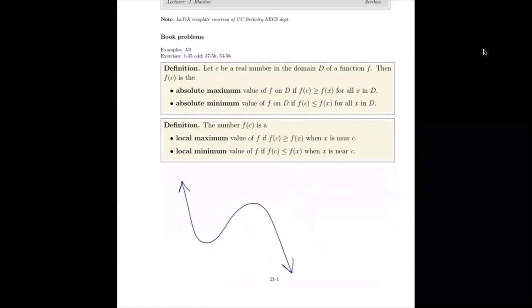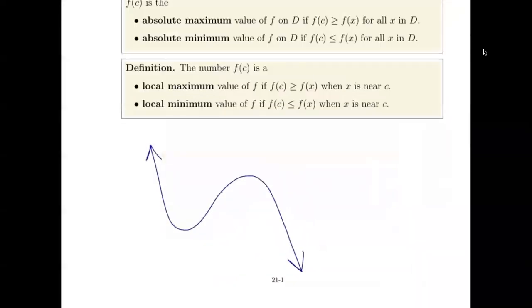A local maximum in this graph is sort of king of the hill, right? We have this little spot here. This is c1, f of c1 as a point. The local maximum value is f of c1. It occurs at the value x equals c1. So this is a local maximum.